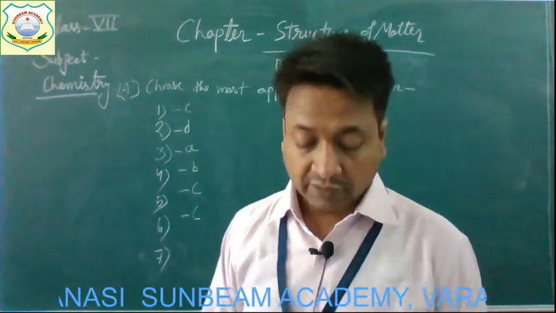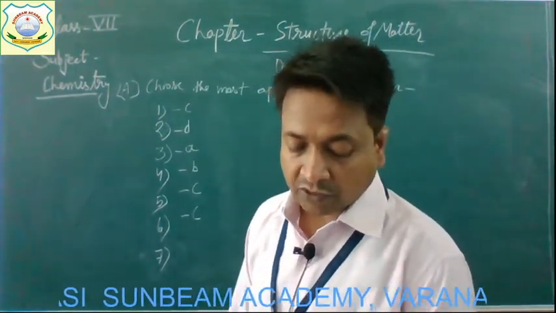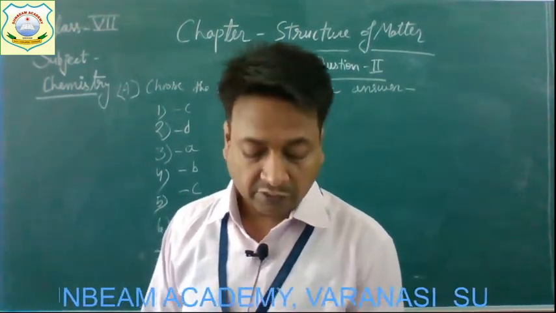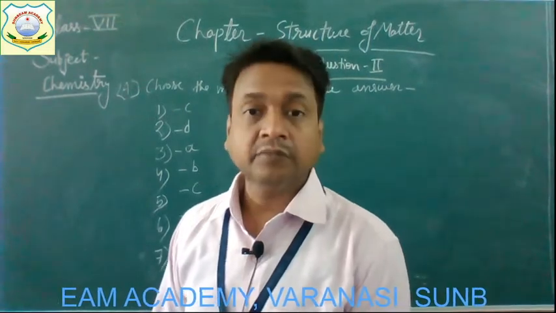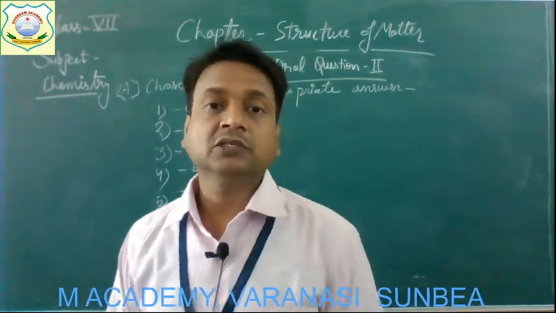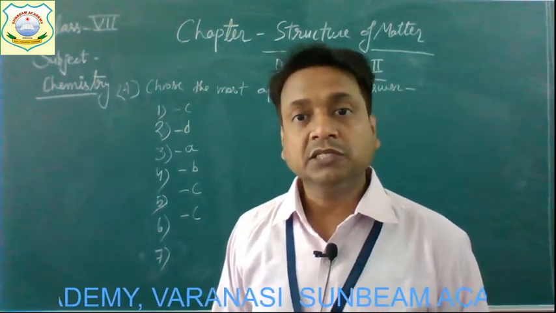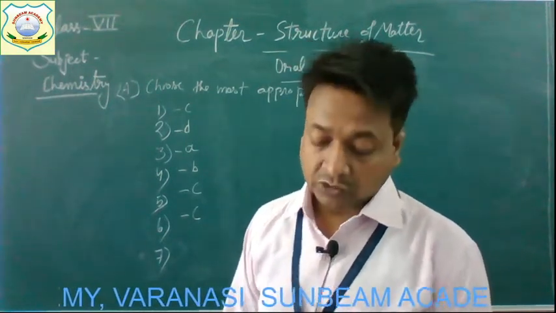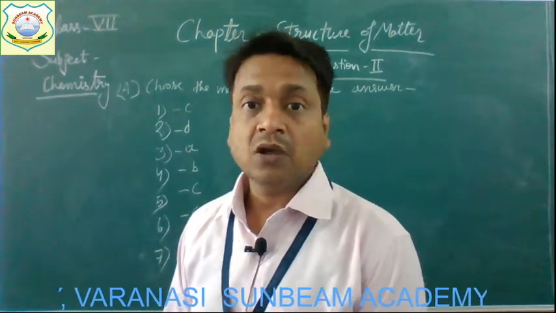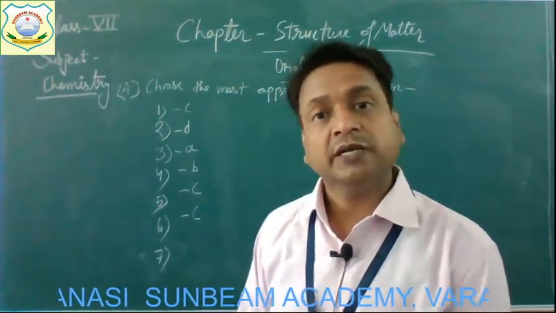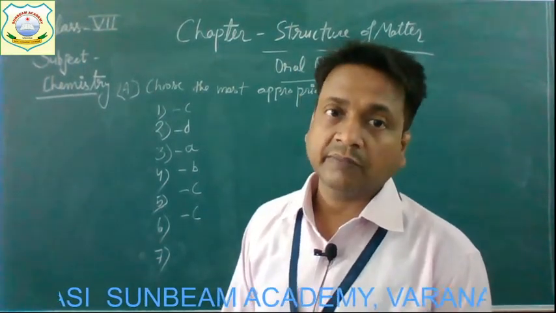Now question number 7: the valency of which of these elements is 0? The elements are given: first iron, second helium, third hydrogen, and fourth oxygen. So who has the valency 0, children? The valency 0 is of helium, because hydrogen has the valency 1, oxygen has the valency 2, and iron has the valency 2 and 3. So helium has the valency 0.